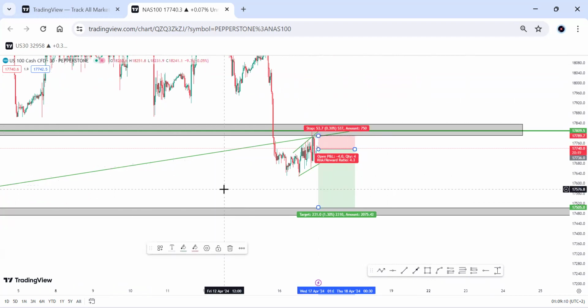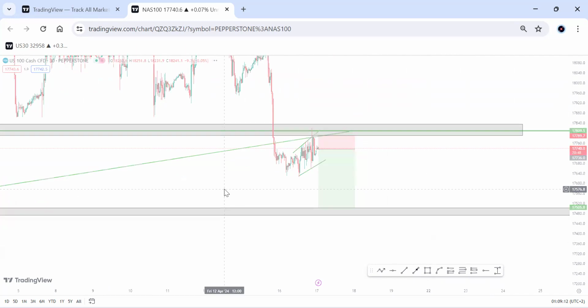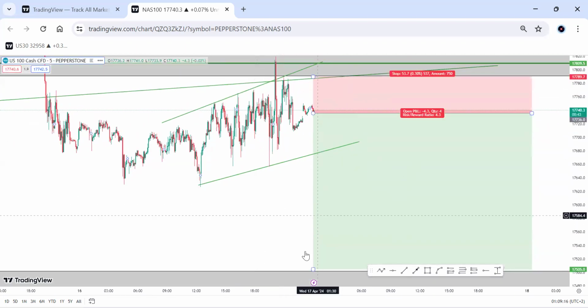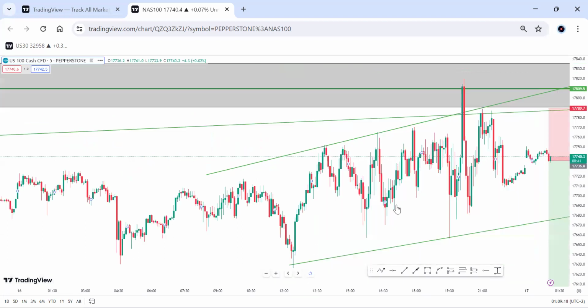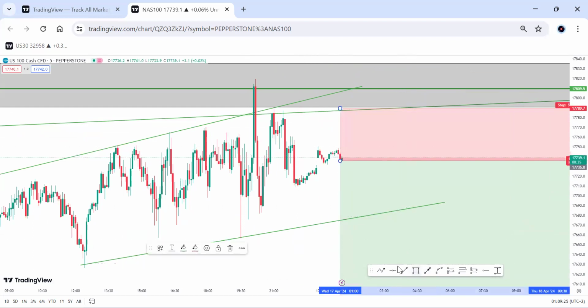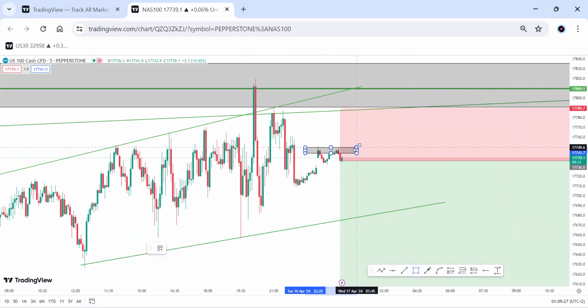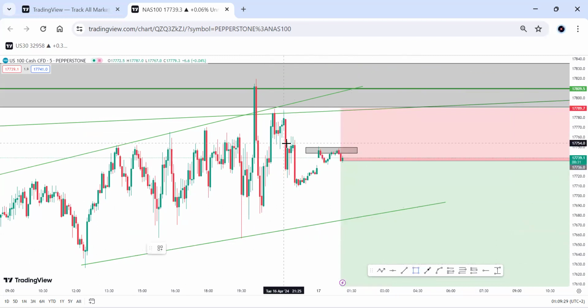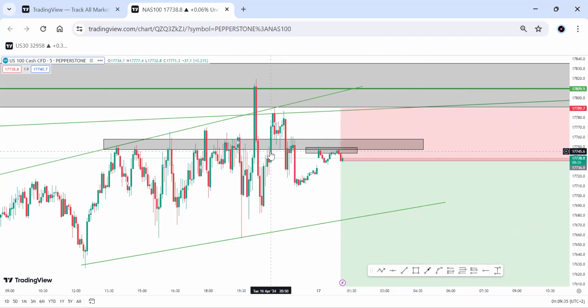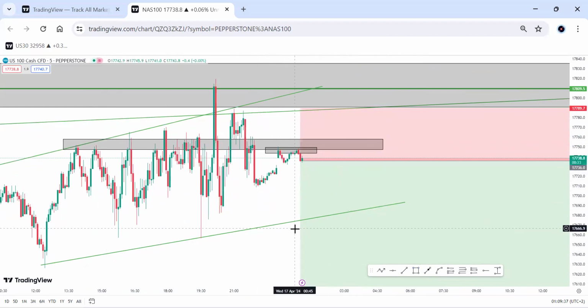Let me just look for a proper stop loss on the 5-minute time frame, right? That's where I always find my stop losses. If you zoom into the chart, you can basically see that the market has formed a double top there. Let me just outline that. The market has formed a double top there that is supported by this resistance here, right? So basically, we are looking for the market to sell.